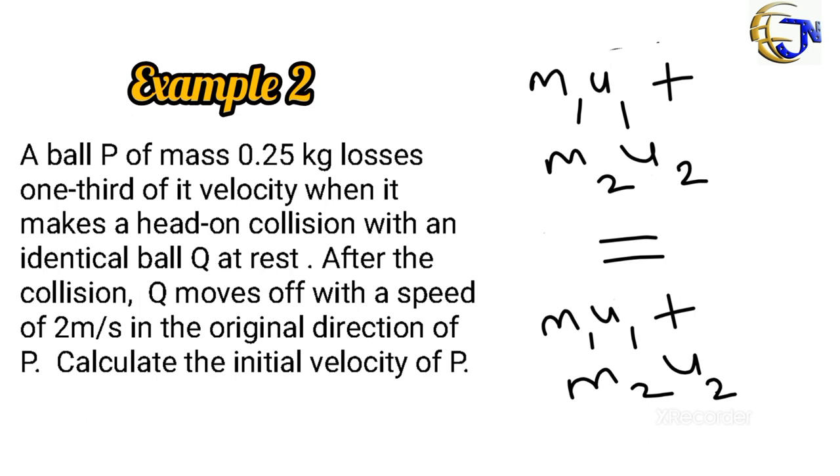To make the calculation easy, we can factor out m since they all have the same mass. So for the first equation, we'll factor out m and have U1 plus U2. And for the second equation, we'll factor out m and have V1 plus V2. Why are we bringing out the m? Because they all have the same mass. They are identical balls of mass 0.25. If they are not the same, just put in the values and do your calculation.